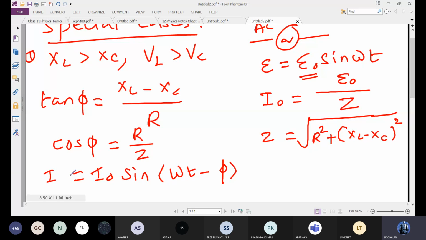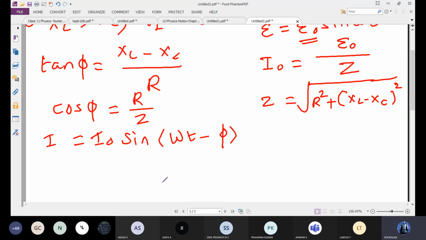So in this condition, the LCR circuit acts as inductive. XL is greater, VL is greater, then you will get I equal to I naught sin(omega t minus phi). It is called an inductive circuit. That LCR acts as inductive.